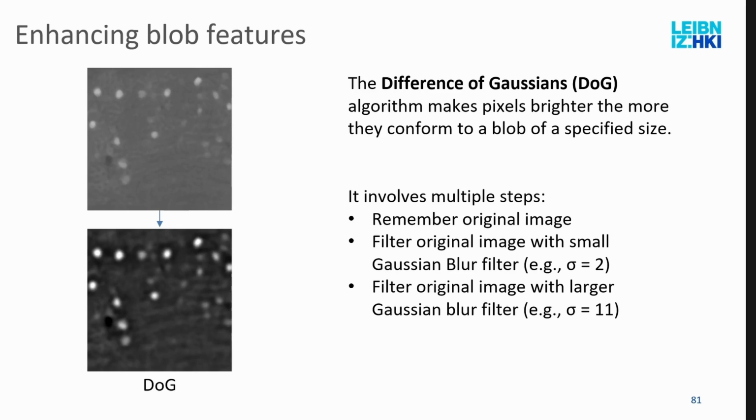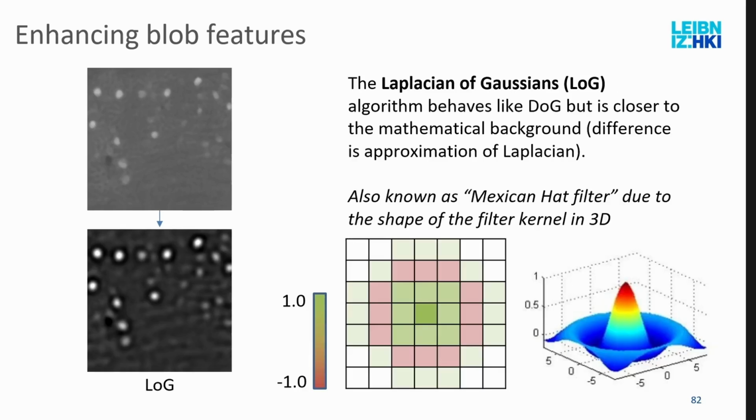This one is the difference of Gaussian algorithm to do it for you. There's then also a variant of it, or opposite actually. The difference of Gaussian is an approximation of the true mathematical filter, Laplacian of Gaussian, which uses a weird G-shaped filter kernel, looks like that.